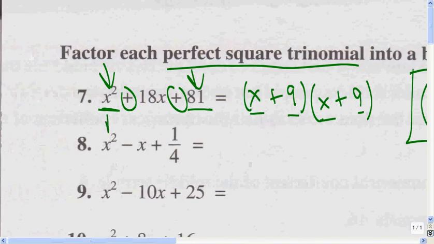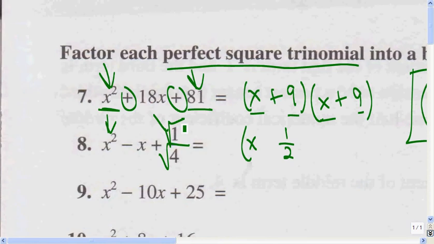Let's factor this one. All we got to do is find the square root of x squared, which is x, and the square root of 1/4. So you find the square root of 1 and the square root of 4, which is 1 over 2. The square root of 1 is 1 because 1 times 1 is 1, and the square root of 4 is 2 because 2 times 2 is 4.